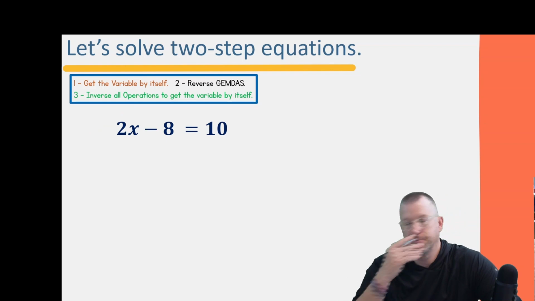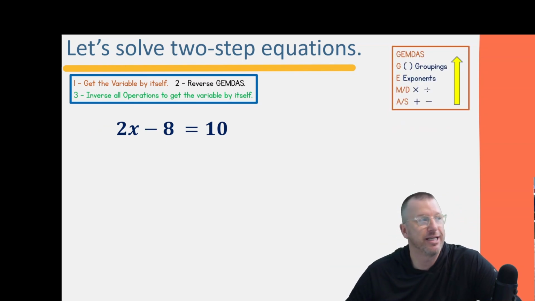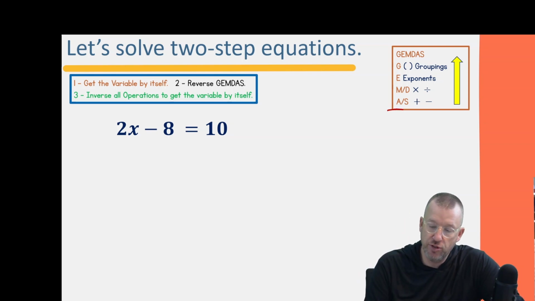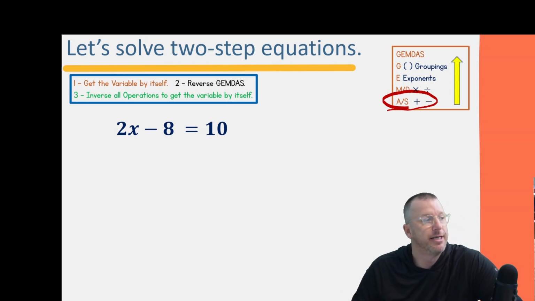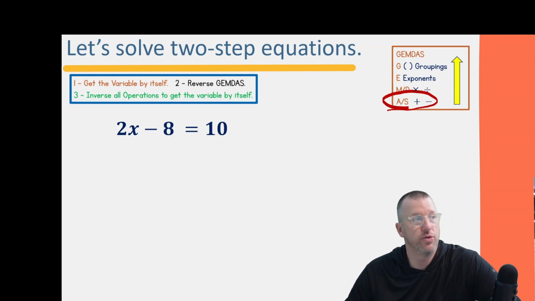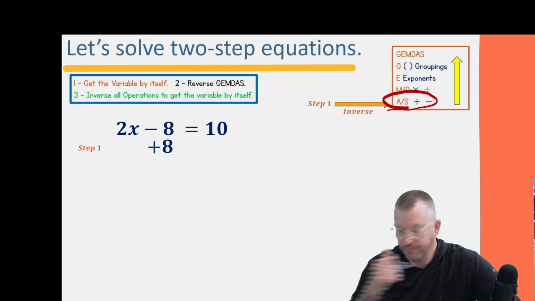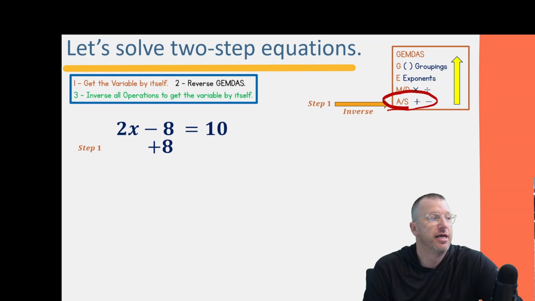So here's our equation. And we're going to reverse GEMDAS to get there. Our goal is to get the variable by itself. So step one, reverse GEMDAS. Do you see any addition or subtraction? And yes, you do. You see 2x minus 8. So we're going to do the inverse of minus 8, which is we're going to add 8. Okay, so this is step one. Remember, these are two-step equations. And if I add 8 to one side, what do I have to do? I have to add it to the other side. And let's go ahead and solve each one of those.